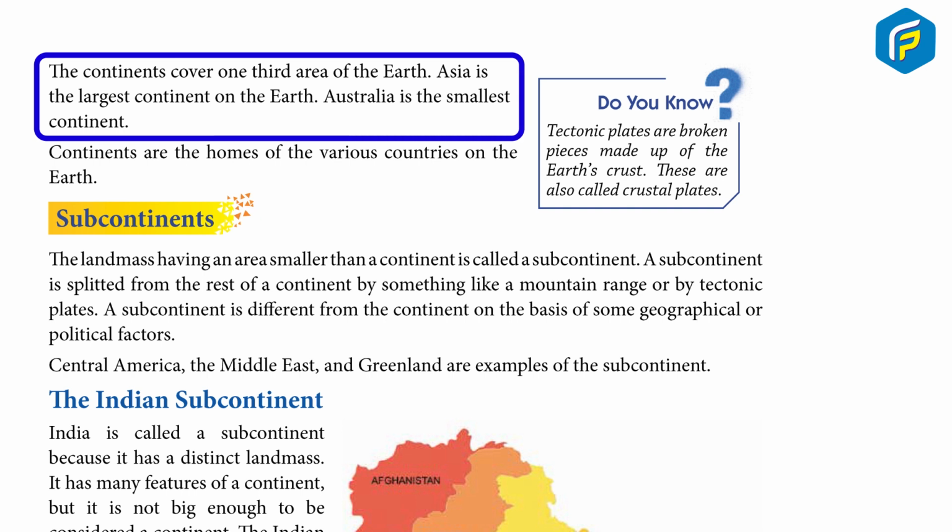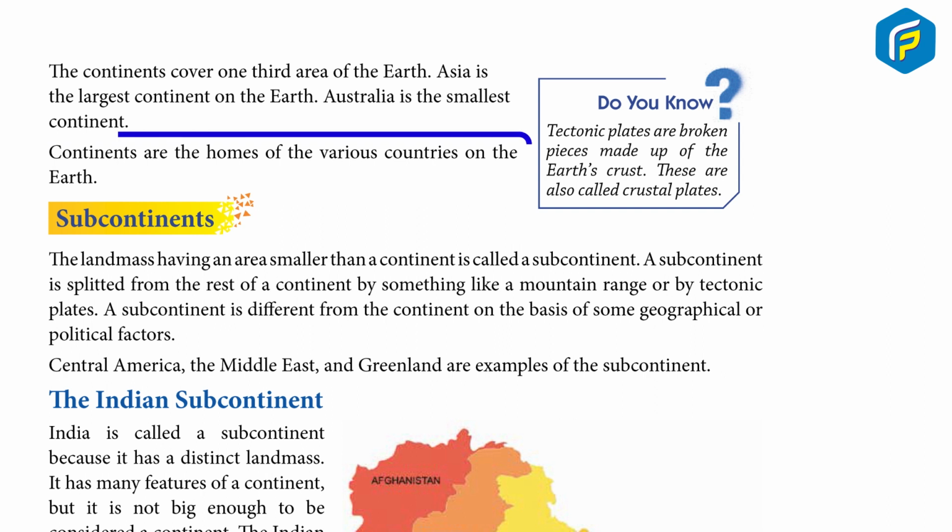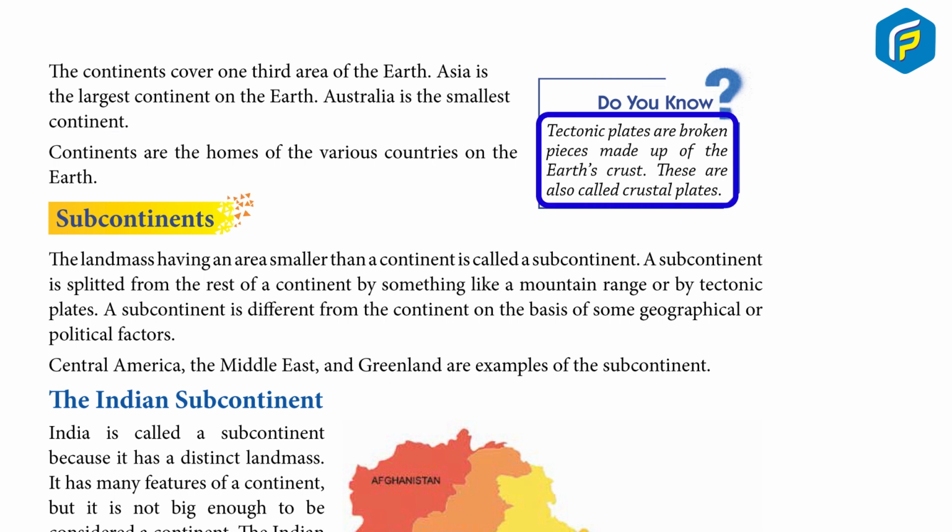Asia is the largest continent on the earth. Australia is the smallest continent. Continents are the homes of the various countries on the earth. Do you know? Tectonic plates are broken pieces made up of the earth crust. These are also called crustal plates.